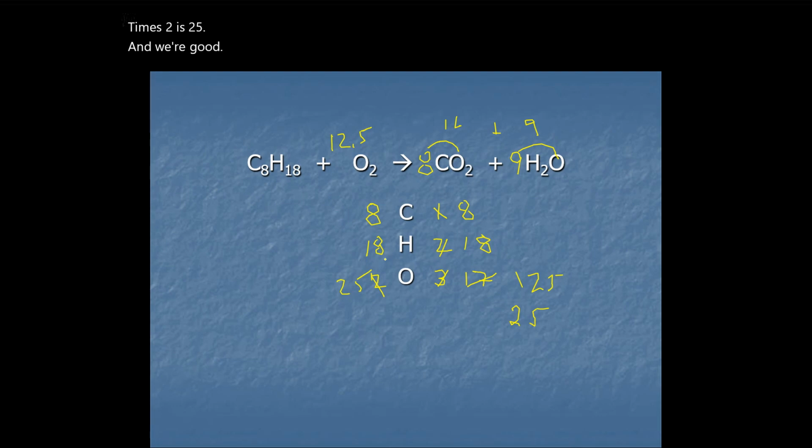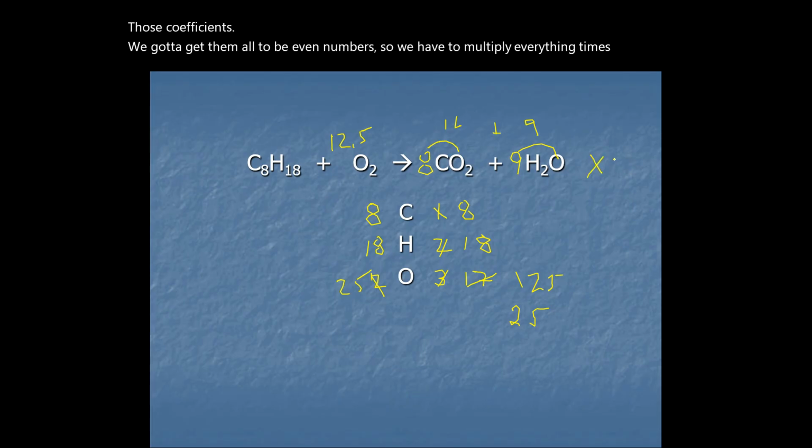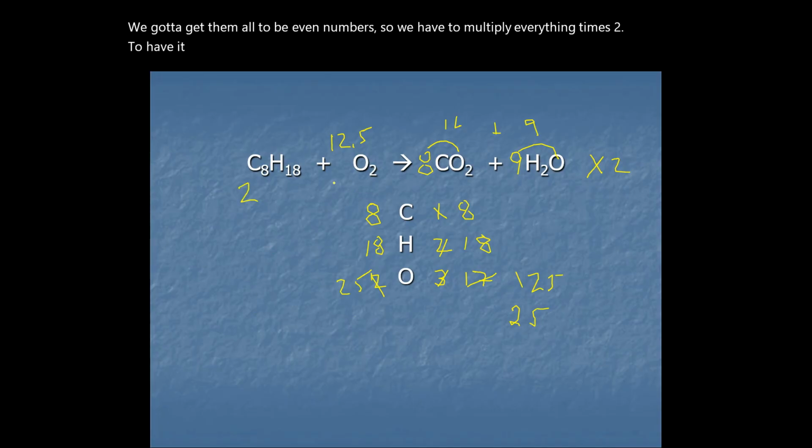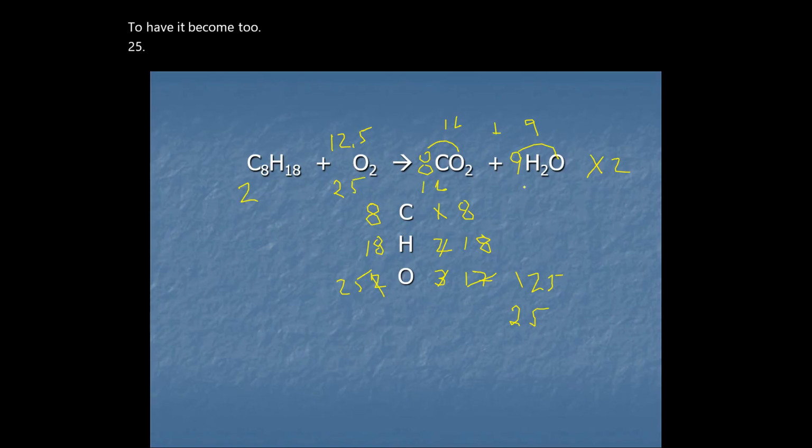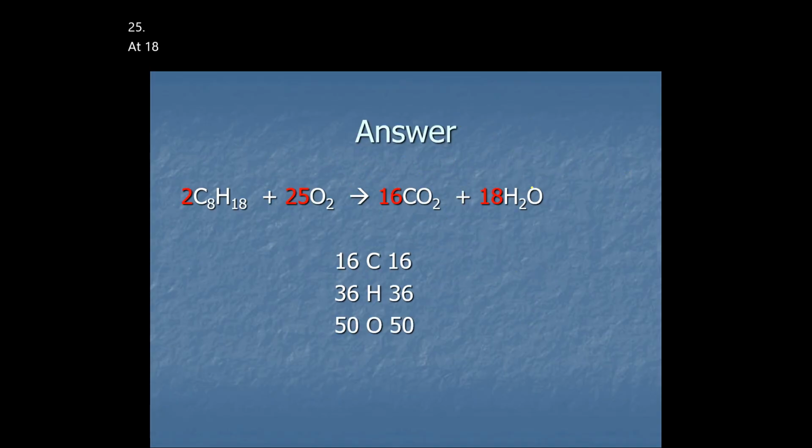But we can't use those coefficients. We got to get them all to be even numbers, so we have to multiply everything times 2, to have it become 2, 25, 16, and 18. And those are the correct coefficients for the combustion of octane.